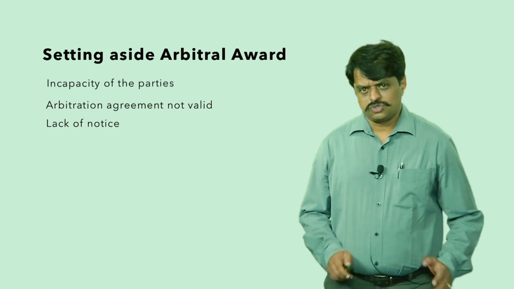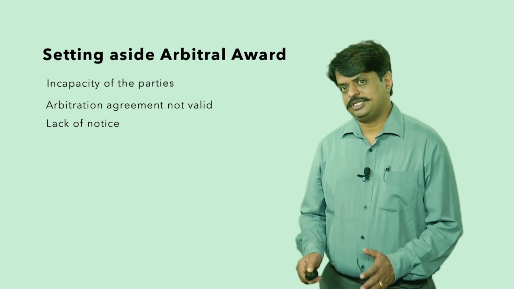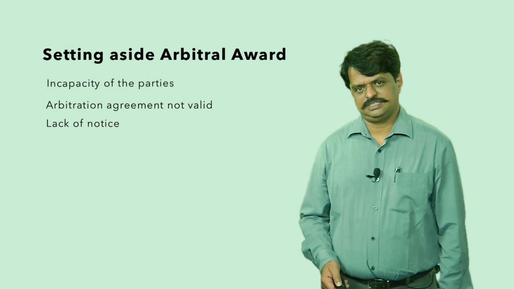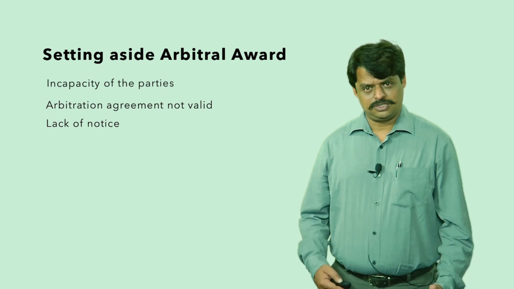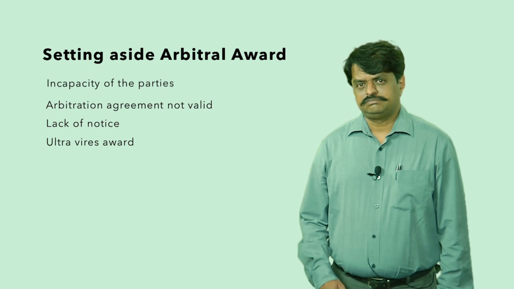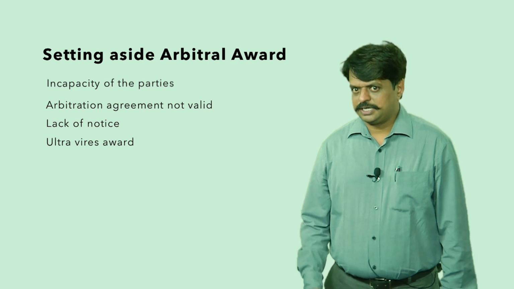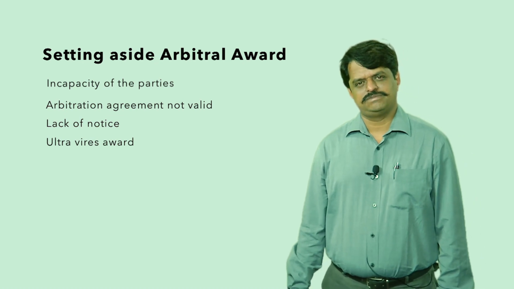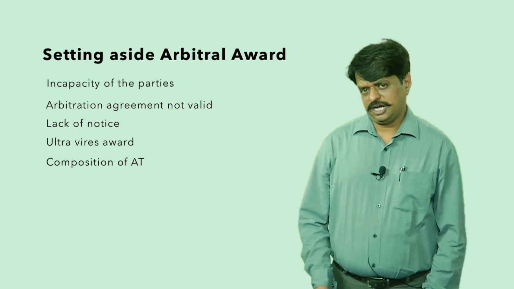Lack of notice: appointment of arbitrator, notice of proceedings. Lack of notice which creates difficulty for the parties to prepare and present their case could be a ground for setting aside an award. If the award is beyond the scope of the arbitration agreement, an ultra vires award, not within the terms of the agreement, not contemplated by the parties, the award could be set aside. If the composition of the arbitral tribunal is not according to the arbitration agreement, the award would be set aside.